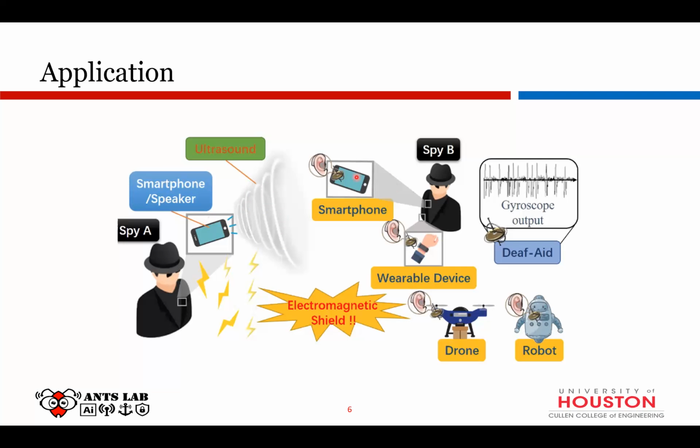Spy B will use all these possible devices equipped with a gyroscope, for example the smartphone, the wearable devices, or some robots. He will use the gyroscope readings to decode the signal from spy A. So this channel can be regarded as stealthy, and people always believe that the gyroscope is not that sensitive. So spy A and spy B will steal your information and talk secretly.